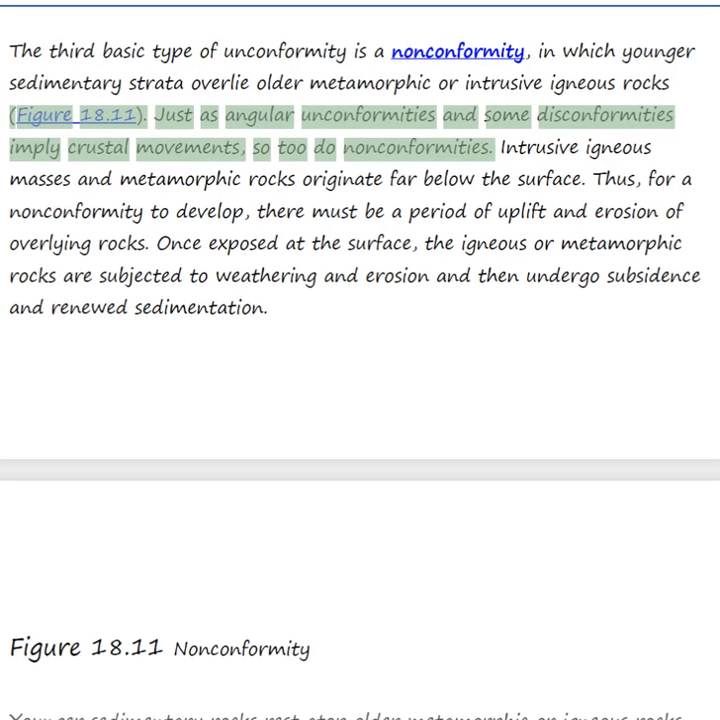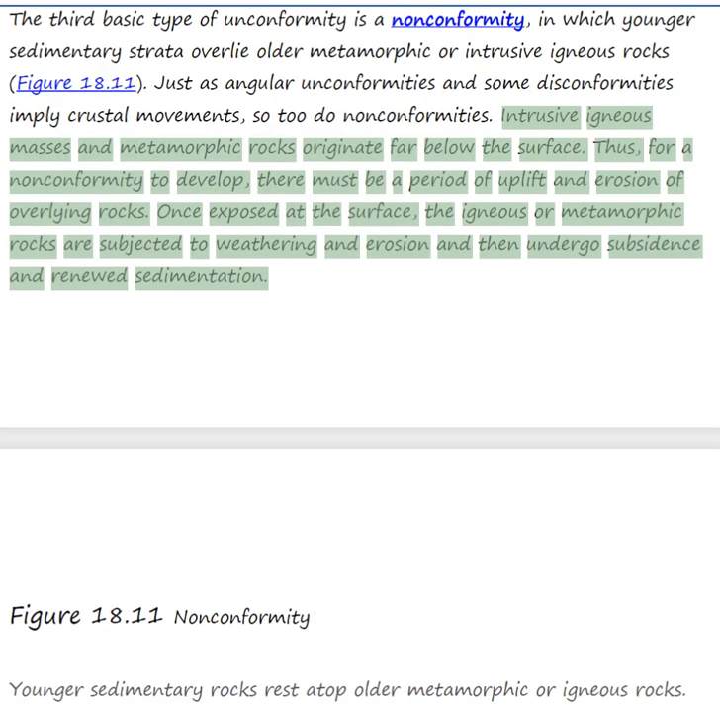Just as angular unconformities and some disconformities imply crustal movements, so too do nonconformities. Intrusive igneous masses and metamorphic rocks originate far below the surface. Thus, for a nonconformity to develop, there must be a period of uplift and erosion of overlying rocks. Once exposed at the surface, the igneous or metamorphic rocks are subjected to weathering and erosion and then undergo subsidence and renewed sedimentation.